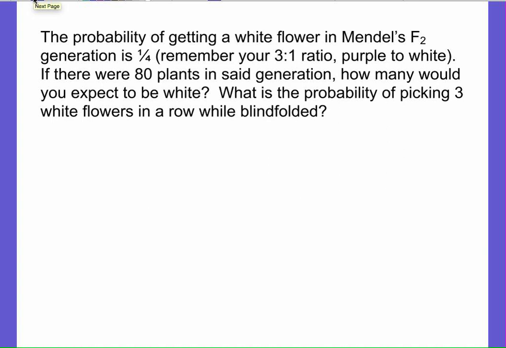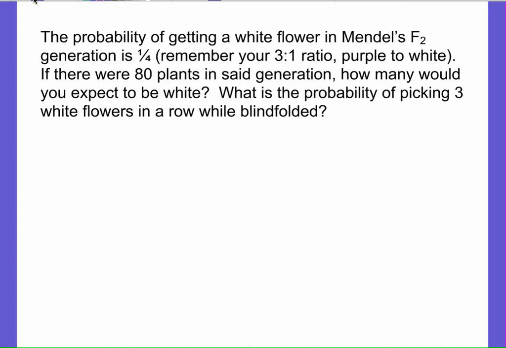So we're going to use real data examples for this. The probability of getting a white flower in Mendel's F2 generation was supposed to be 1 in 4. Remember, there was a 3-to-1 ratio, and a ratio is not the same as a fraction. 3 out of the 4 were purple, 1 out of the 4 were white. If you actually look back at the Punnett square for that, one of the 4 squares had that white trait in it. So you're always going to have a fraction that looks something like that.